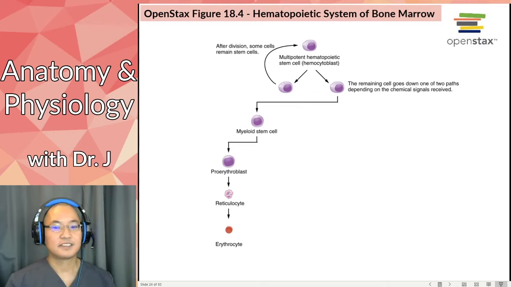So we talked about how to generate new red blood cells, but remember that in the diabetes mellitus lectures I talked about how red blood cells actually have a limited lifespan. So what happens to those red blood cells? Do they just disintegrate and disappear?